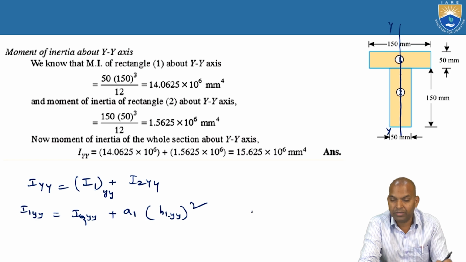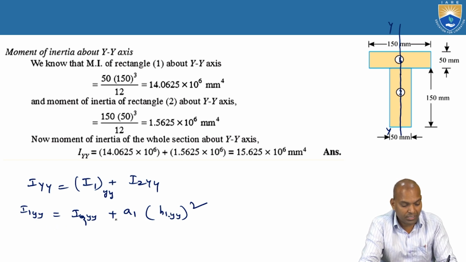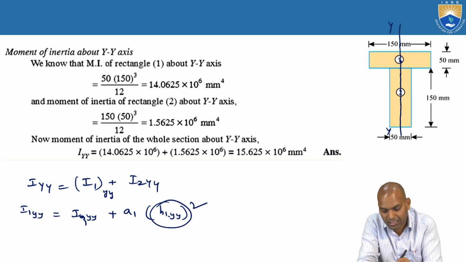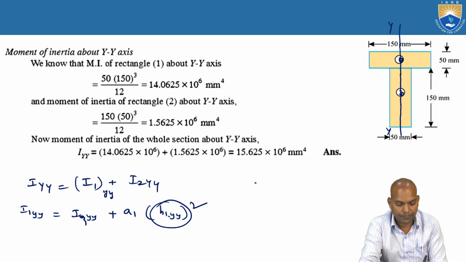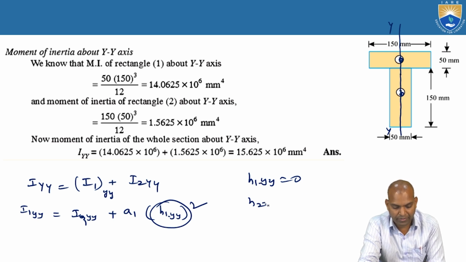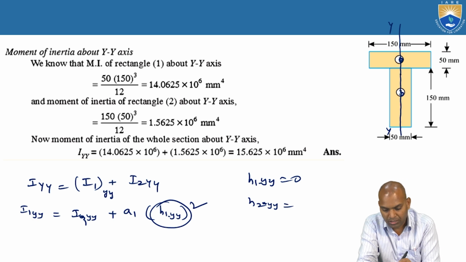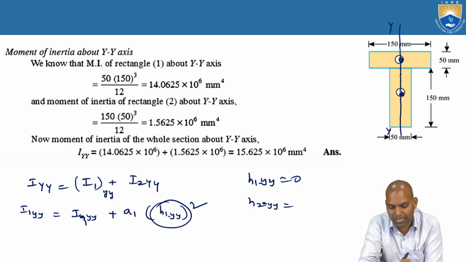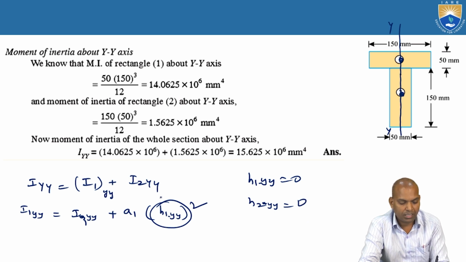This is the distance between H1 and YY. The center of gravity, H1 is the, okay? What is the distance between the YY axis and the centroid of section 1 and section 2? H1 to YY equal to 0, and H2 parallel to H2. Which distance between H2 to YY? That means section 2, H2 equals the distance between the center of gravity and YY, that is 0. That means the H term is 0, so this 0 times A1, this product is 0.